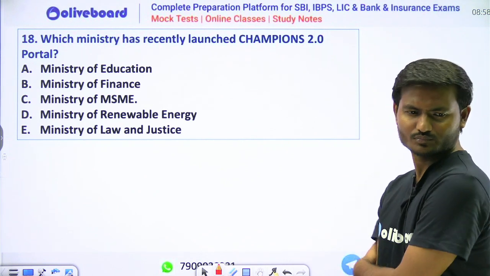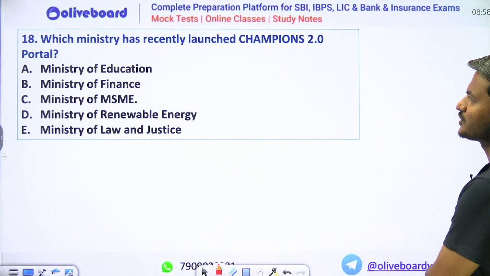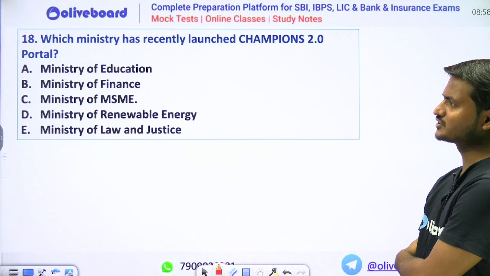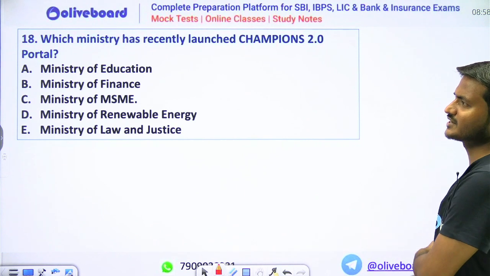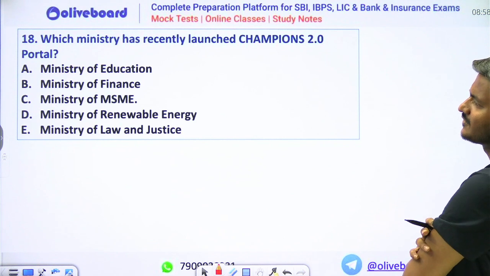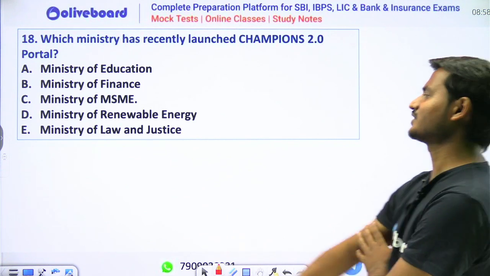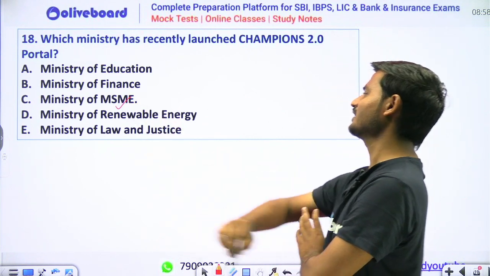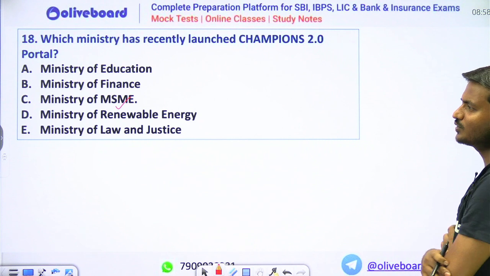Okay, now let's move to the next question. Which ministry has recently launched Champions 2.0 portal? Ministry of Education, Finance, MSME, Renewable Energy, Law and Justice. Here the answer is MSME, that is Micro, Small and Medium Enterprises Ministry has recently launched Champions 2.0 portal.